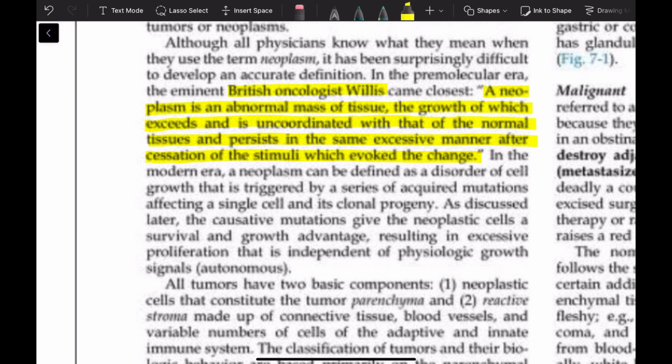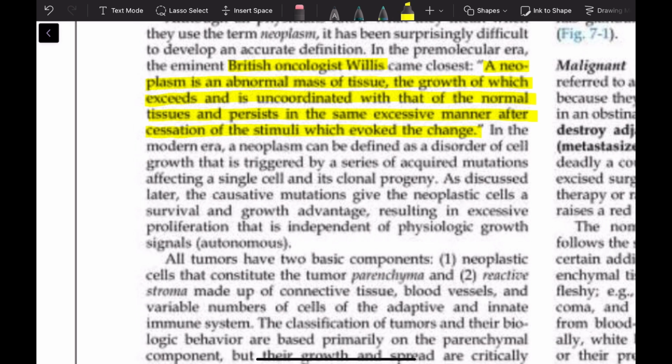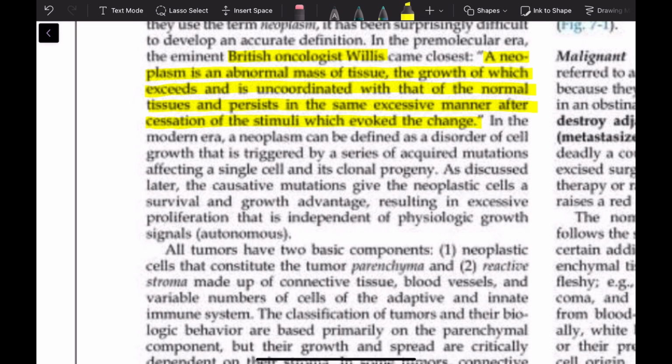Evoking the change means the mutation, and it persists in the same excessive manner, in the sense that it keeps multiplying rapidly even after the mutation has already occurred and there aren't any further mutations. In the modern era, a neoplasm can be defined as a disorder of cell growth that is triggered by a series of acquired mutations affecting a single cell and its clonal progeny.